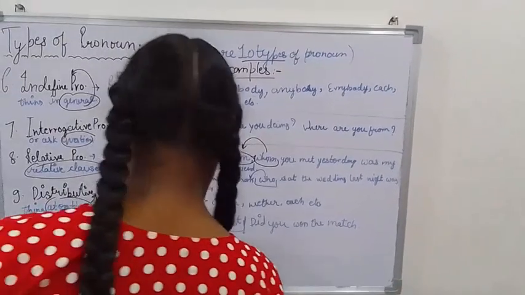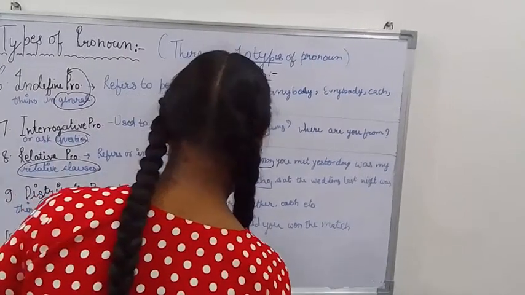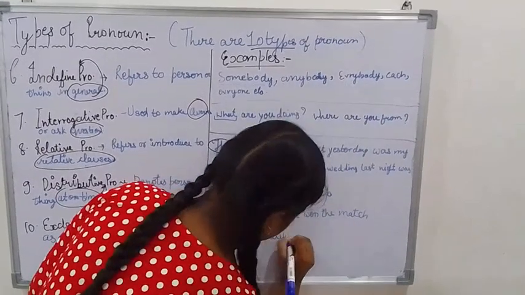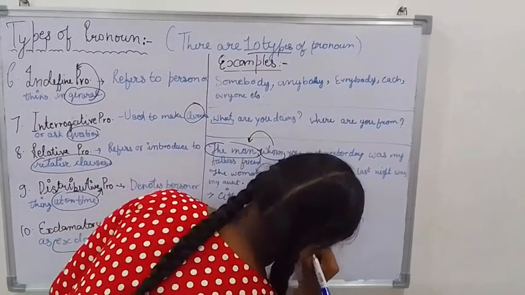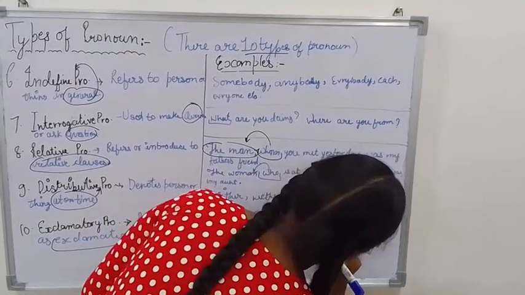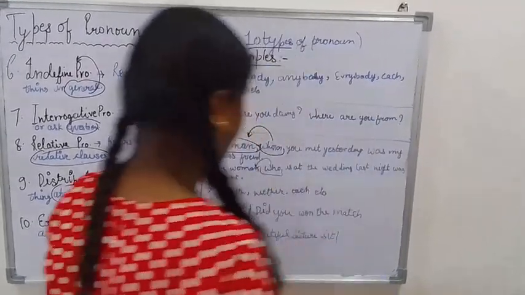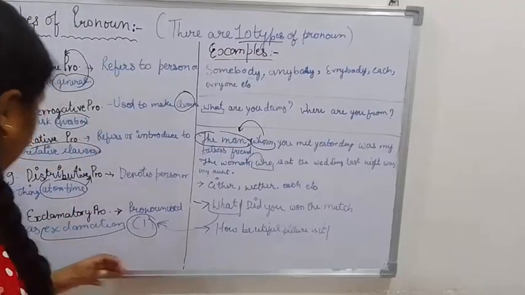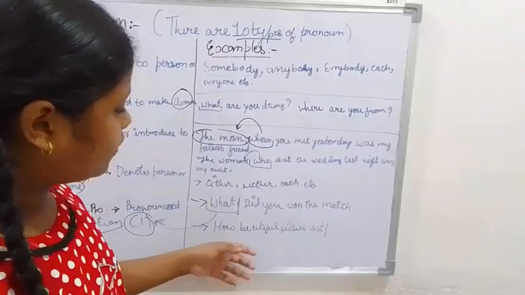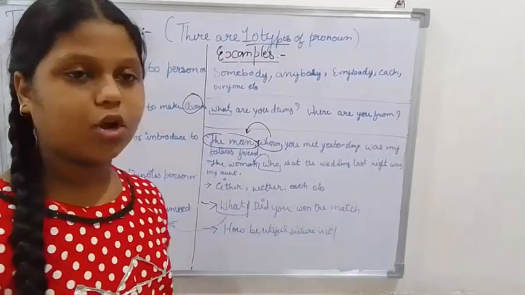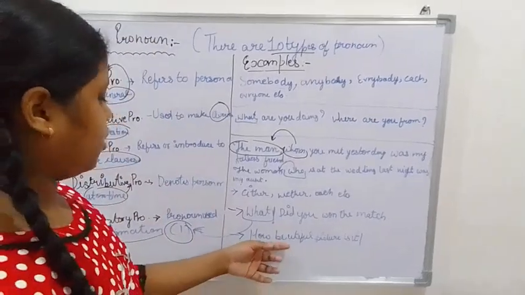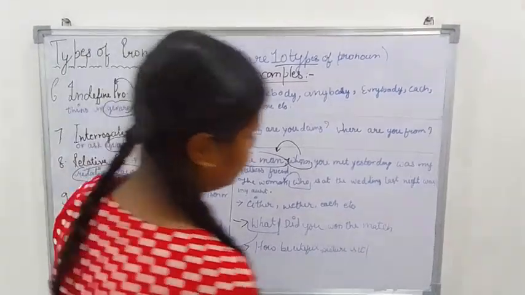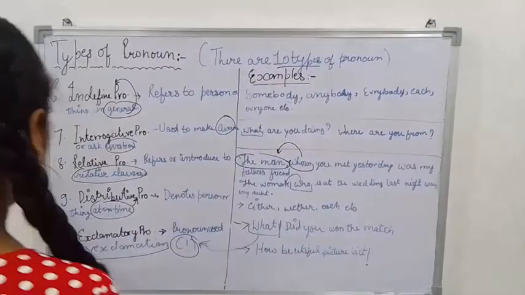Second example I would like to give: how beautiful a picture is it! How beautiful a picture is it! It shows shock. So how is the exclamatory pronoun. Why? Because if we remove how beautiful a picture is it, it will not be a complete sentence. So this would not come in the category of exclamatory. How beautiful a picture is it contains exclamation, which is an exclamatory pronoun.